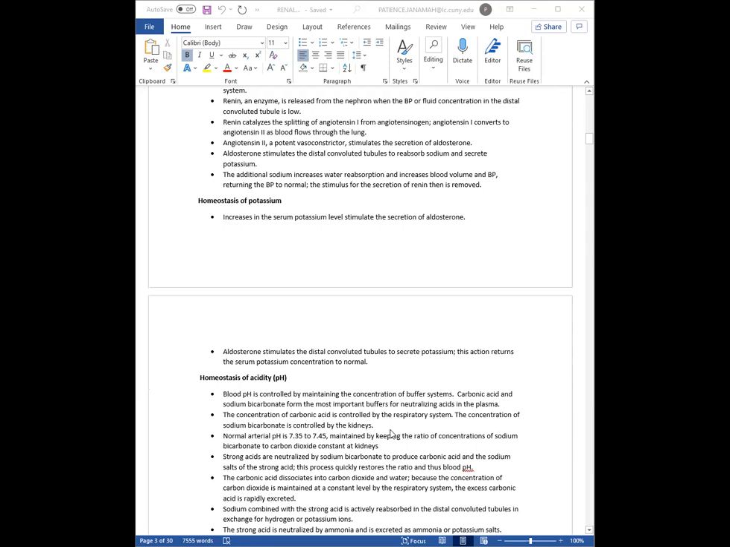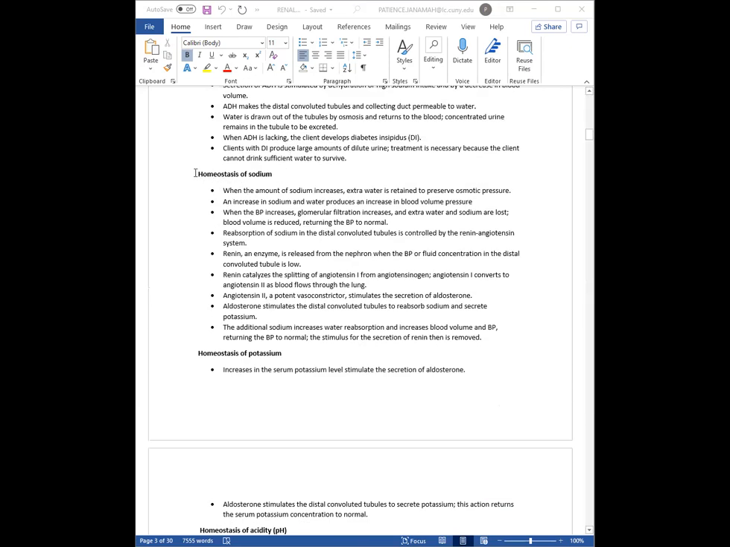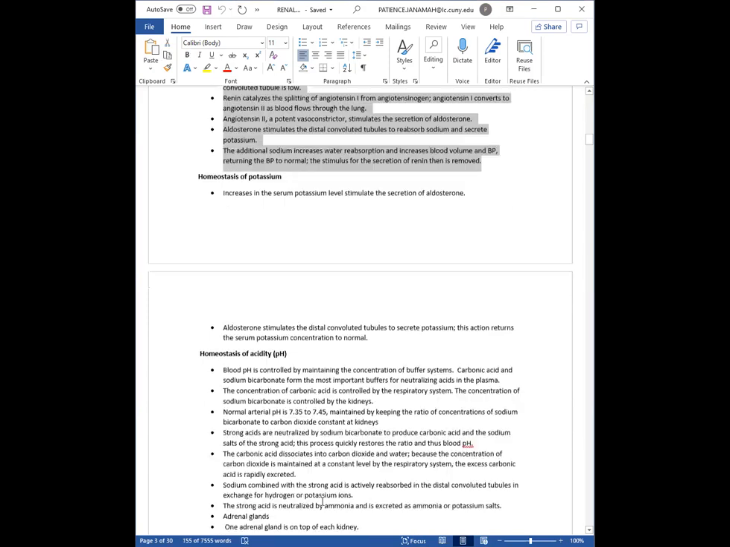So somebody will have to go and notify the other that potassium is high, and aldosterone is the one who does the regulation. So remember, we have angiotensinogen 1 and angiotensinogen 2. Angiotensinogen 2 is a vasoconstrictor, and that one stimulates aldosterone production. That has to do with sodium homeostasis in kidneys, how sodium is regulated in the kidneys.